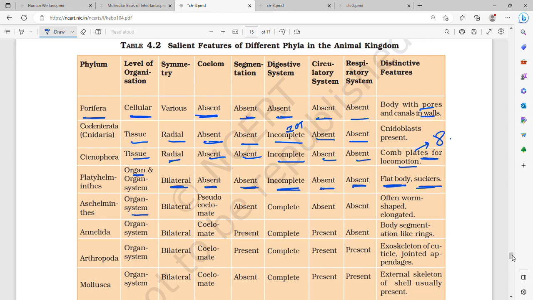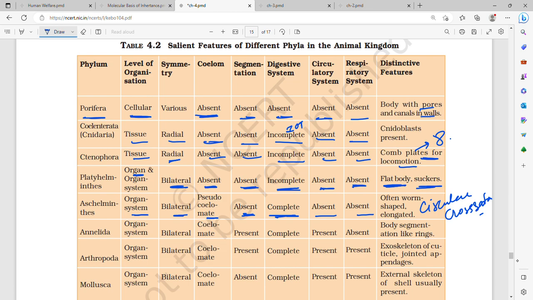Aschelminthes: organ system level of organization, bilaterally symmetrical, pseudocoelomate, that is, the coelom mesoderm is present in patches. Segmentation is absent. Digestive system is complete, that is, it has two different openings for mouth and anus. Circulatory system is absent. Respiratory system is absent. Aschelminthes has a circular cross section, elongated body. Therefore, it is called roundworms.